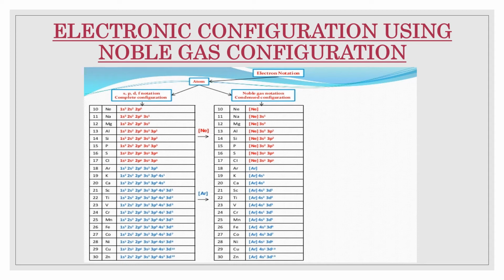So up to chlorine, we have to write neon inside the big bracket, because after chlorine, which has 17 electrons, comes argon with 18 electrons, and we already have a noble gas containing 18 electrons. So starting from argon, we have to write argon in the big bracket. So after argon, suppose we have to write the configuration for potassium.